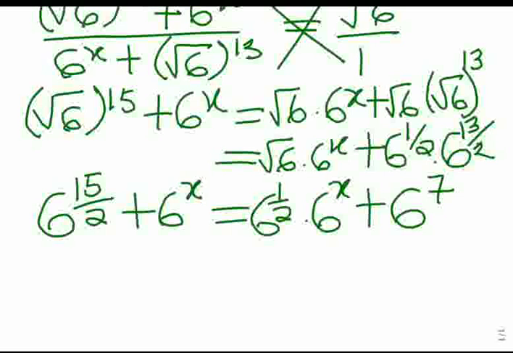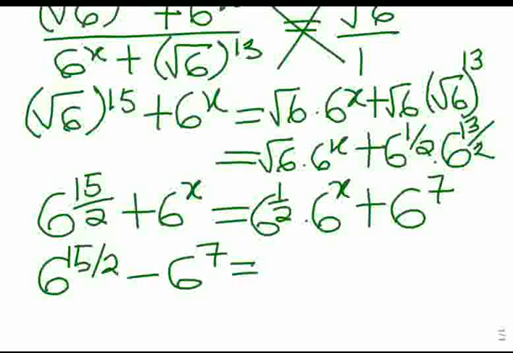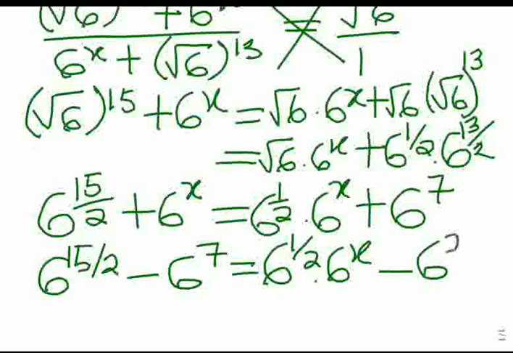I'm going to collect like terms. This is a like term with this, while this is also a like term with this. So I bring down 6 raised to power 15 over 2 minus the 6 raised to power 7 that crosses here. By the right hand side, we're going to have 6 raised to power half multiplied by 6 raised to power x minus this 6 raised to power x that crosses to the right hand side.